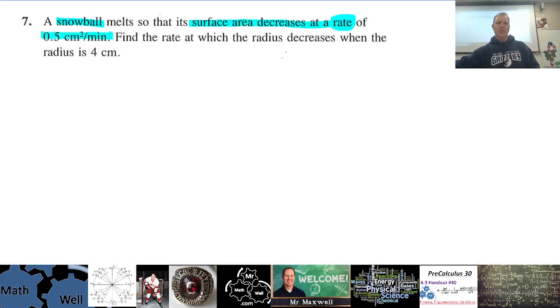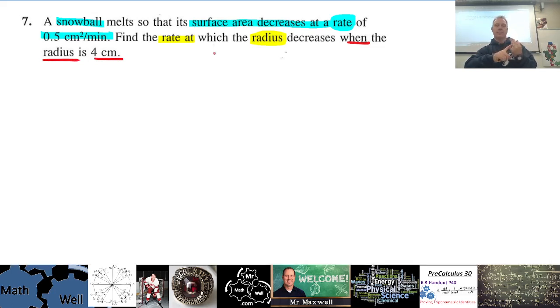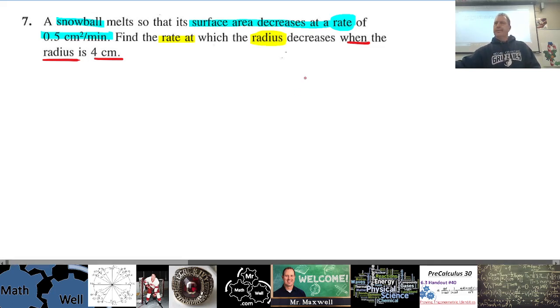All right. So let's keep reading. Find the rate at which the radius decreases when the radius is 4. So we have our 3 parts to this question, right? We have a given rate, we have an unknown rate, and we have a criteria, the constraint, the time at which we're calculating these rates.